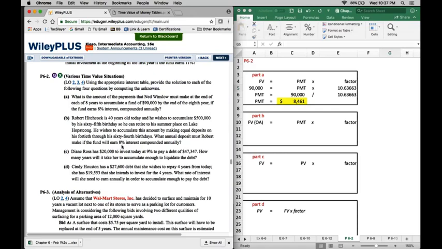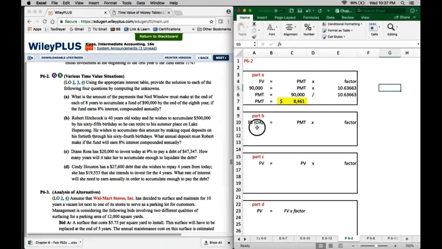Now there's a slight catch in this. He's starting deposits today. His 40th birthday is today. He's going to make the last deposit on his 64th birthday, but he's going to take the money out on his 65th birthday. So there's one additional period we're looking at over here. So future value of ordinary annuity, we know what the future value is. The future value that he wants is the $500,000. He wants to know the payments, and we have to look up the factor.